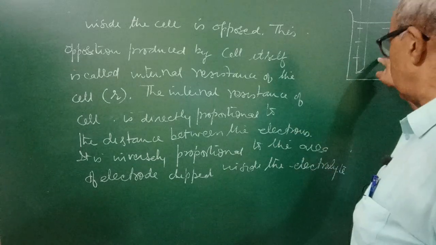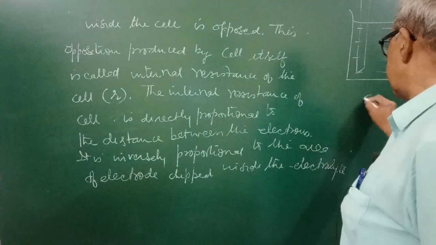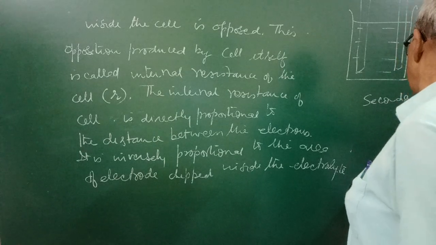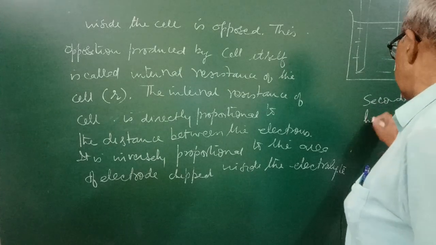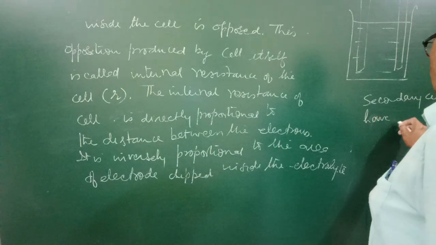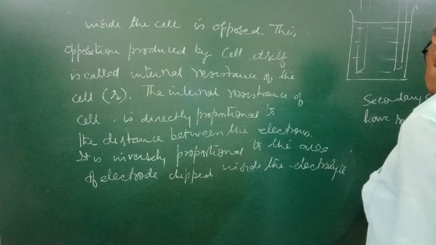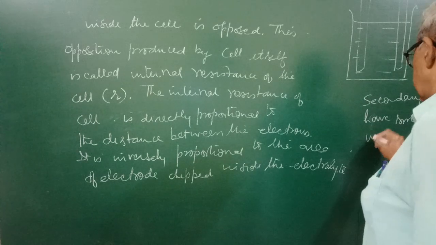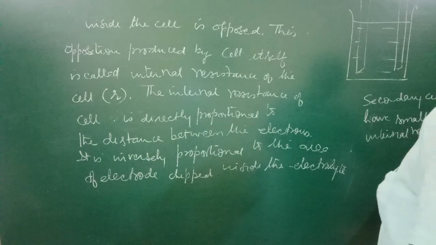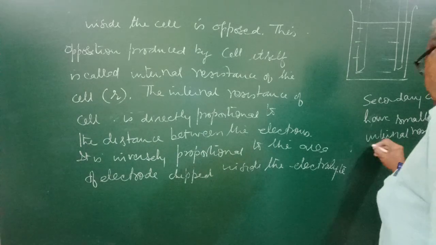In case of secondary cells, they have smaller internal resistance than primary cell.